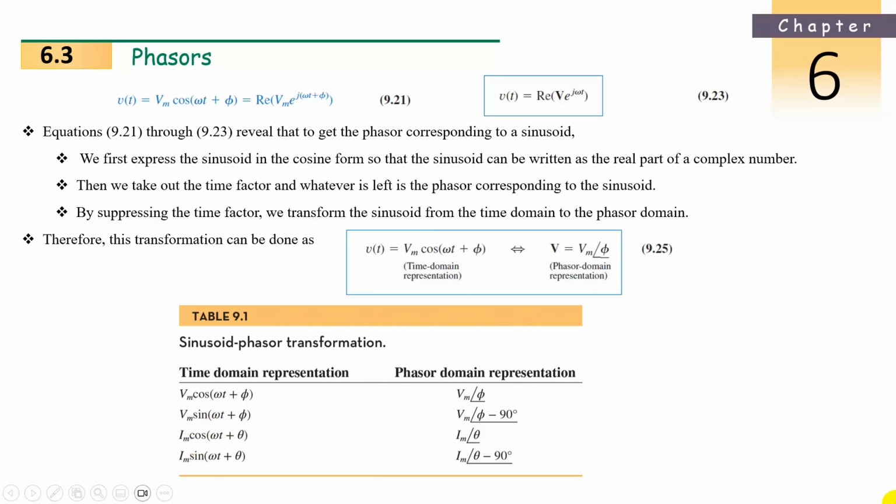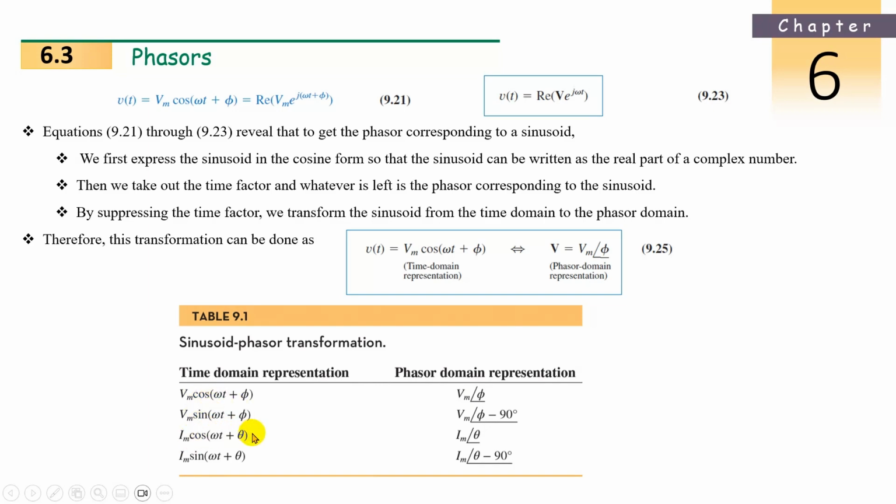Now Vm sin(omega t plus phi). Always go with the cosine term, right? So first convert this sine into a cosine term. It becomes Vm cos(omega t plus phi minus 90 degrees). So phi minus 90 degrees becomes your phasor angle. Vm is as it is, that is the amplitude. Vm is the amplitude at an angle phi minus 90. Previously it was phi, now it is phi minus 90 because I am converting this sinusoid to the cosine term.